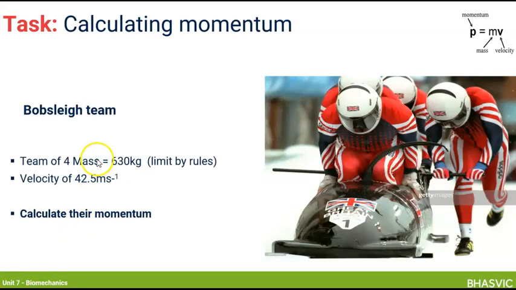Another example, so we've got a team of athletes whose collective mass is 630 kilograms. There is a limit to the bobsleigh weight as well, I think. Now, for a bobsleigh team, it's quite an advantage having a high mass, because once they get going, the momentum that they generate travelling down the ice track is advantageous. So they're travelling at a velocity of 42.5 meters per second. You calculate their collective momentum.